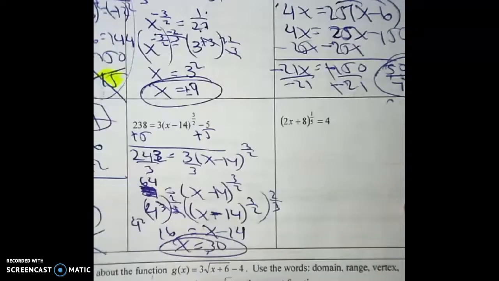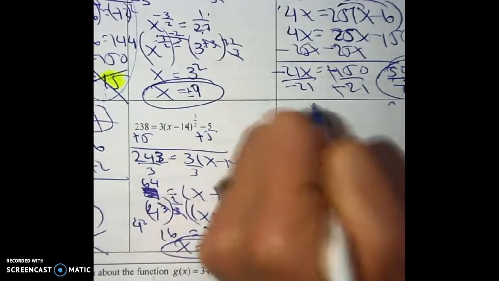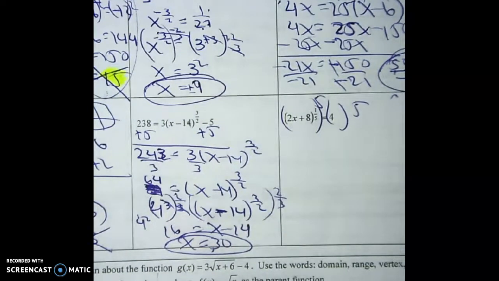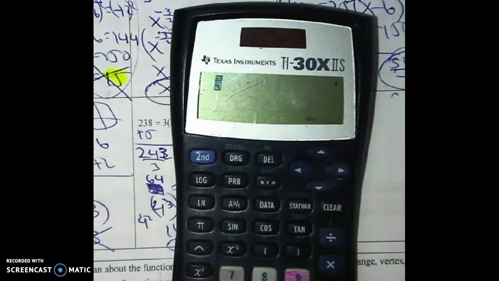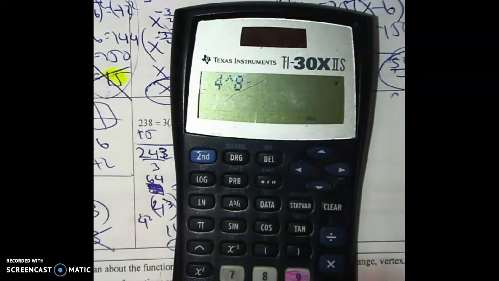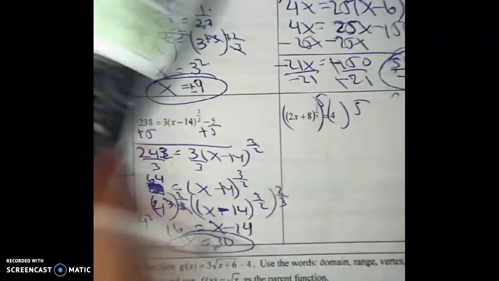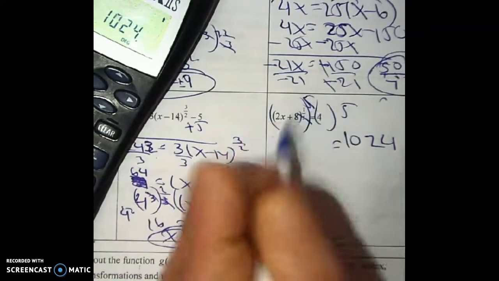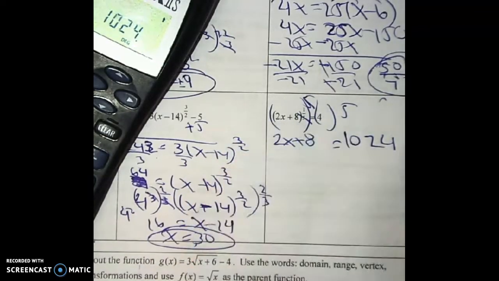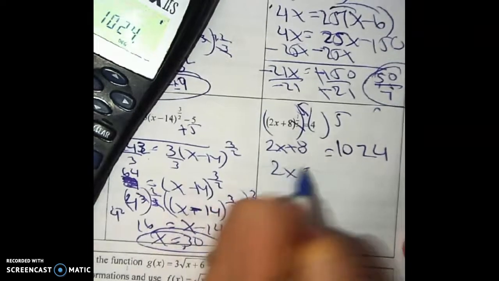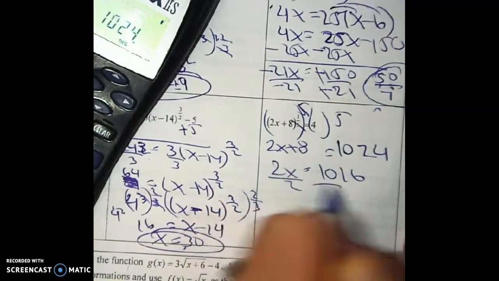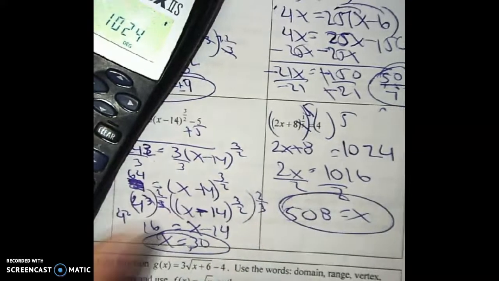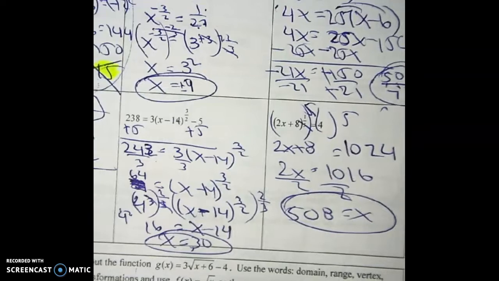All right. This one's a little easier. Take it to the 5th power. 4 to the 5th, I don't know what that is. 4 to the 5th. Oops, that's the 8th. 1024 equals 2x plus 8. Subtract 8. Divide by 2. Okay, check it by plugging it in. I'm sure it works. Okay.